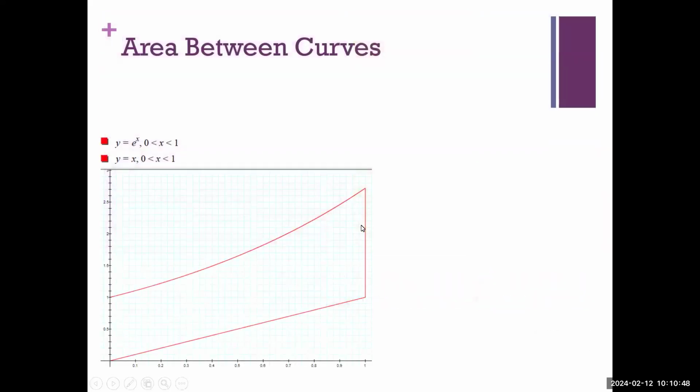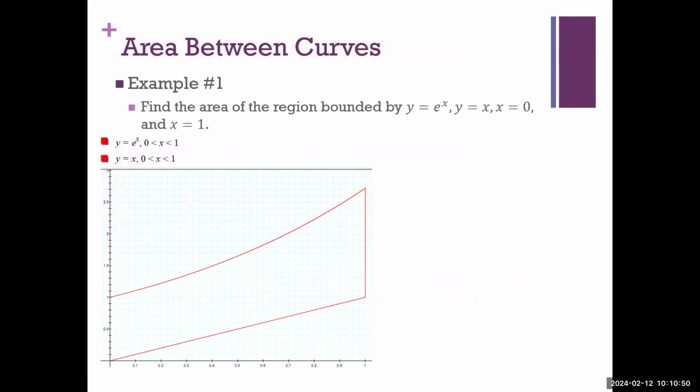So I want to find the area enclosed by this red region and the y-axis. I believe by now we're pretty comfortable with finding the area under a single curve. Now I want to find the area between that top curve, which is y equals e to the x, and the lower curve, which is y equals x. And the idea is how we can get that done.